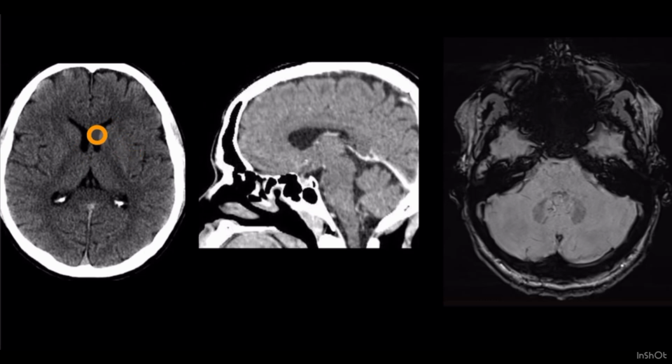Number one is the head of the caudate nucleus or lentiform nucleus, that is the basal ganglia. This is the most common site for hypertensive bleed. Number two is the brainstem, which is also a very common site. And number three is the dentate nucleus.